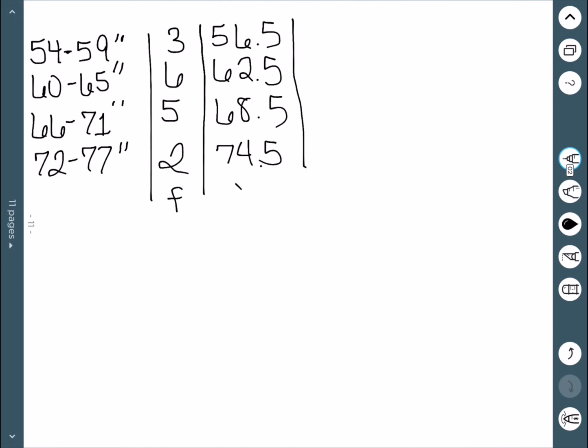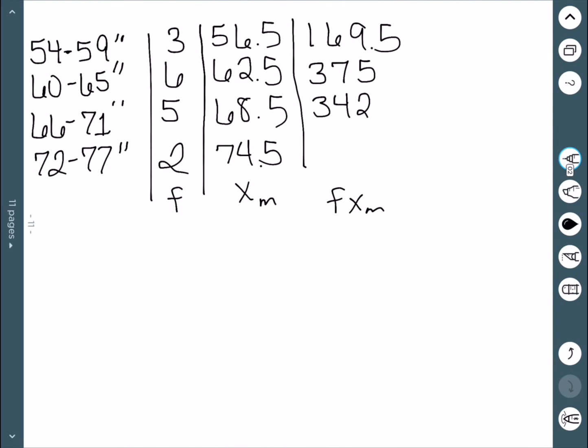So here we have the f. This is my x sub m. I need to have a column where I multiply these values. 3 times 56.5 is 169.5. 6 times 62.5 is 375. 5 times 68.5 is 342.5. And then 2 times 74.5 is 149.